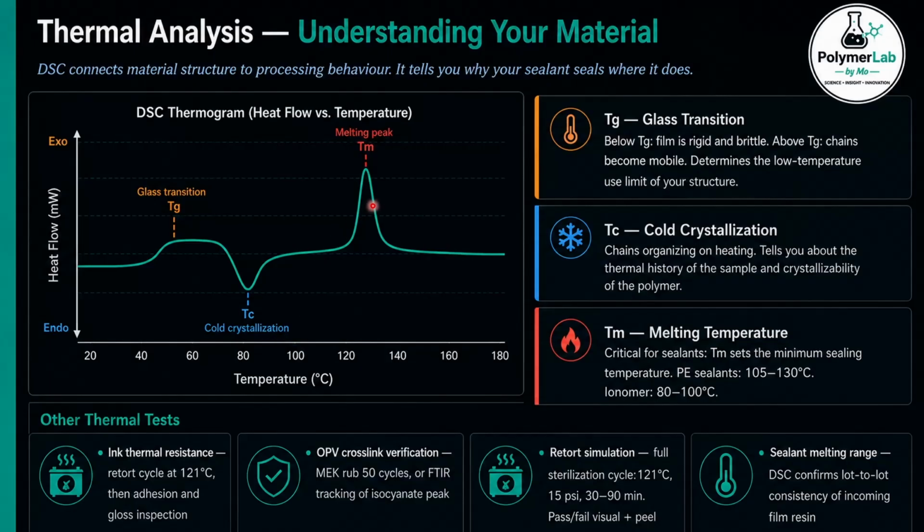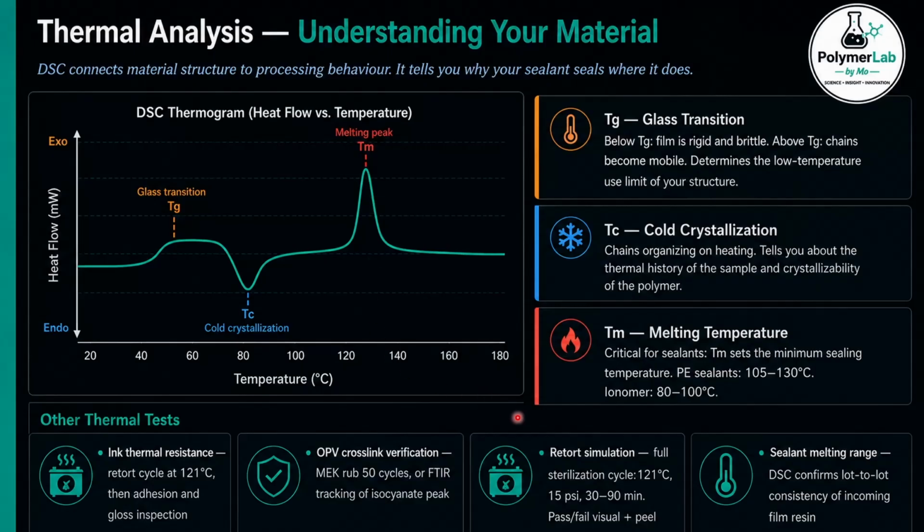Third, melting temperature, Tm. This is the most directly useful measurement for sealant films. The melting temperature of your PE sealant tells you the minimum temperature at which the sealant chains can fuse to form a bond. If your PE sealant melts at 120 degrees, you cannot form a reliable seal at 110. If you try, you get a cold seal, weak, inconsistent, and prone to failure. The melting temperature of the sealant layer sets the bottom of your sealing window.